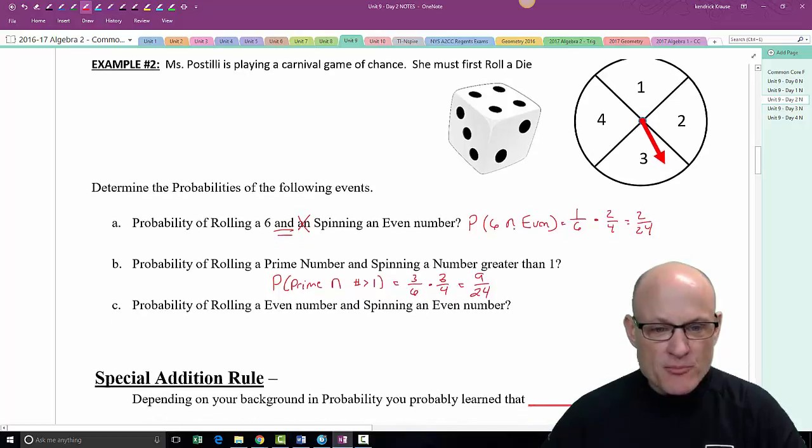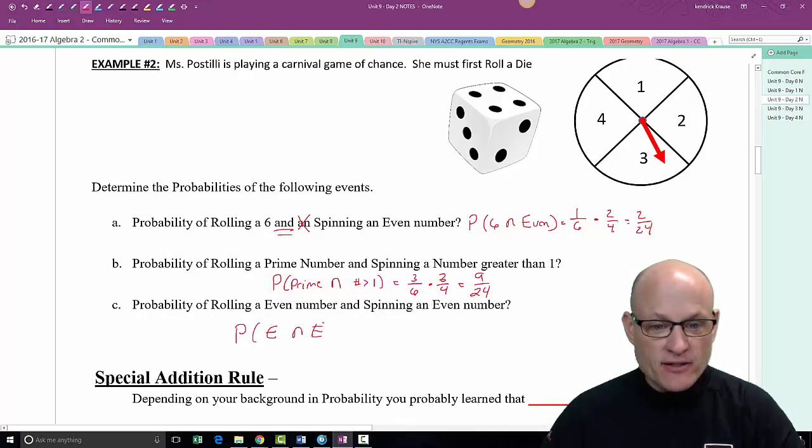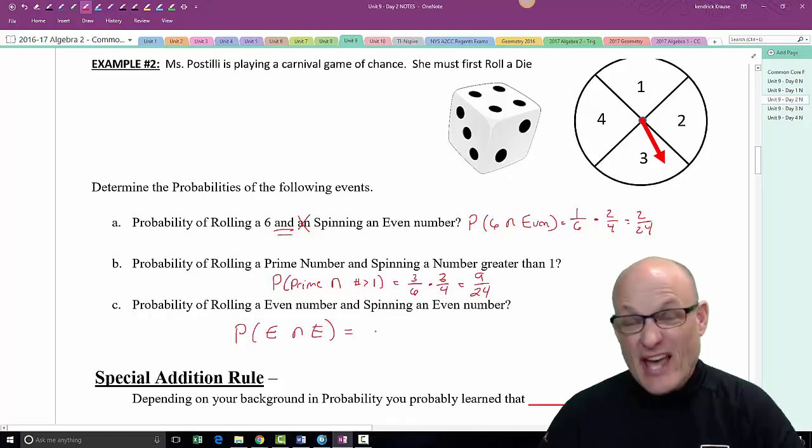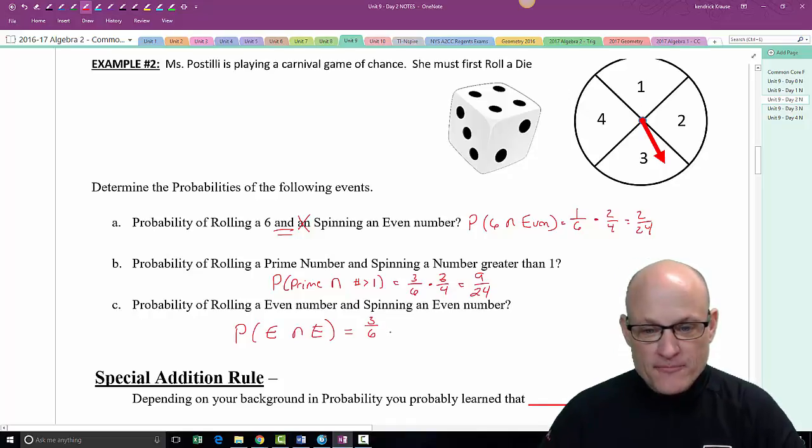You don't have to. Probability of rolling an even and spinning an even. So this is probability of even and even. Well, the probability of even on the first one is 1/2. We'll do 3 out of 6, times the probability of even on the second, which is 2 out of 4. So this is 6 out of 24.